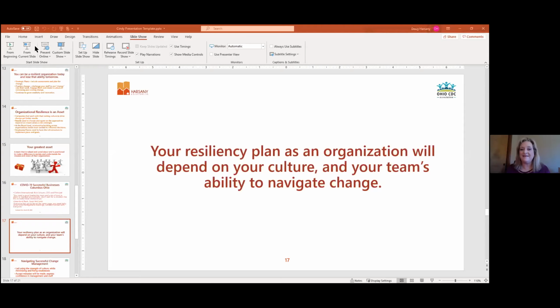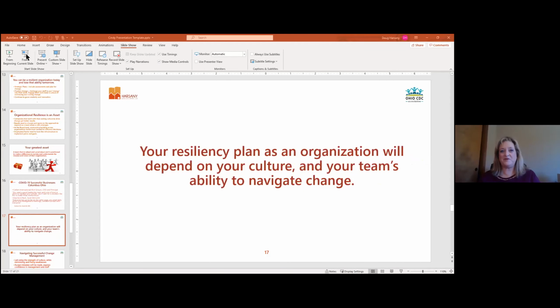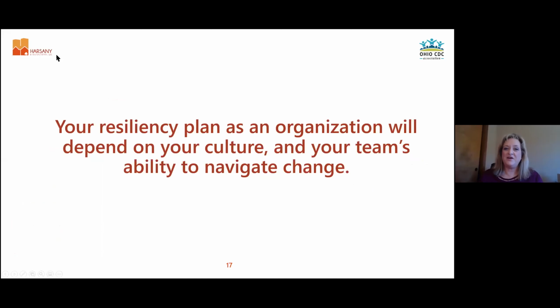Just to summarize, your resiliency plan as an organization will depend on your culture and your team's ability to navigate change. There are three things listed here that will help you navigate change management within your organization. I'm just going to let you look at those.